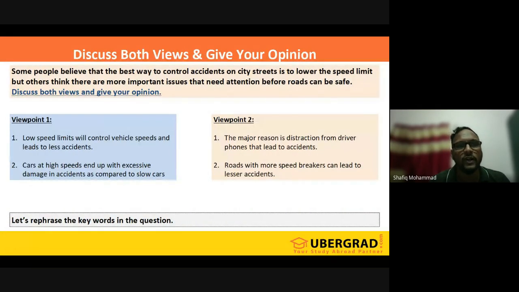So first viewpoint would be something like, low speed limits will control vehicle speeds and lead to fewer accidents. Okay. Then another point to it is cars at high speed end up with excessive damage in accidents as compared to slow cars. So it's talking about slow cars here. Again, another viewpoint to it, which is the major reason, is distraction from drivers' phones that leads to accidents. Roads with more speed breakers can lead to fewer accidents. So these are all again how accidents occur.